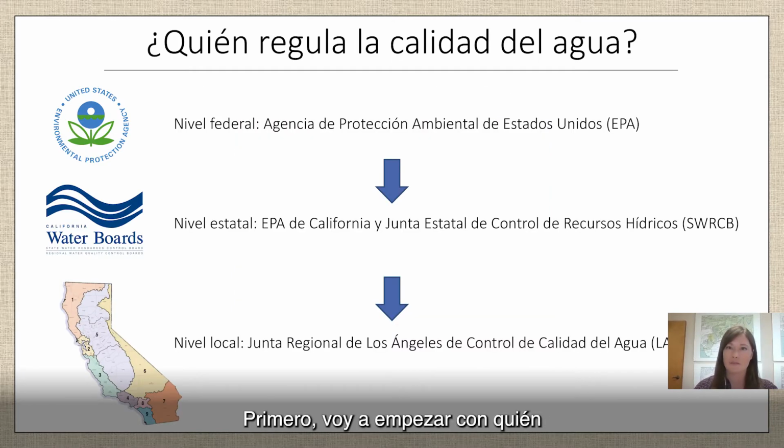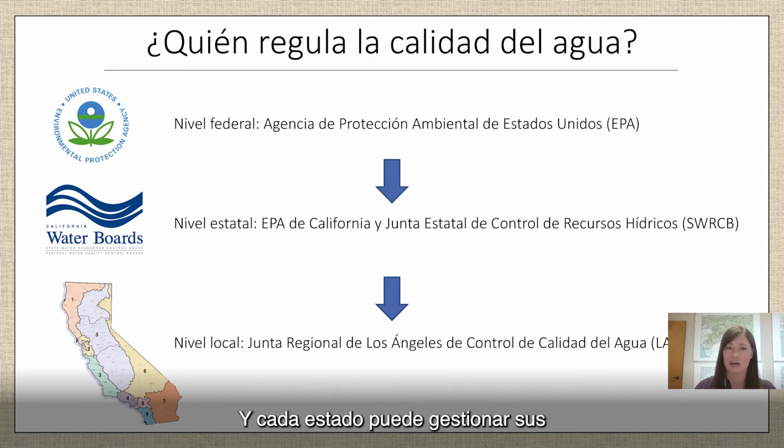So first, I'm going to start off with the who. Who regulates water quality? And there's actually a hierarchy of agencies who share responsibility for establishing water quality standards and the regulatory programs that implement those standards. So at the federal level, you have the United States Environmental Protection Agency, or EPA, who sets the overarching rules and minimum water quality standards that apply to all states throughout the country.